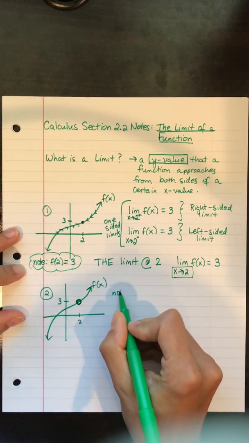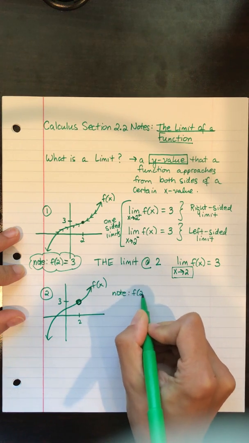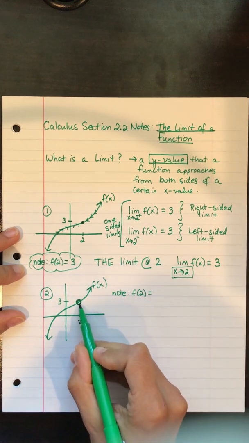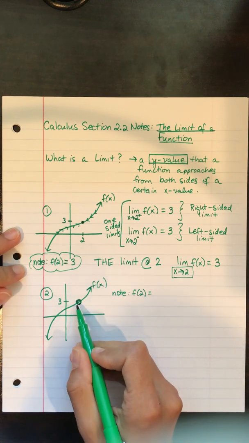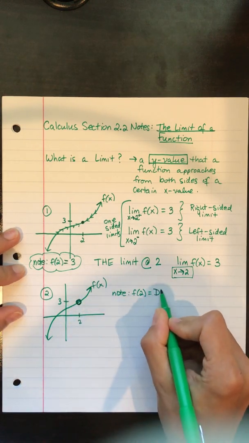Here, I'm going to ask you the same question. f of 2 equals, what is the function value at 2? Well, the hole means there isn't a point there, so guess what?